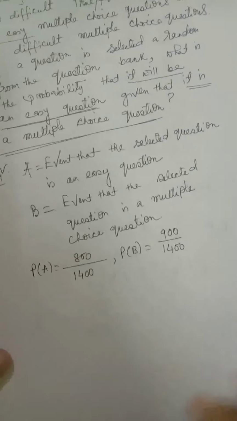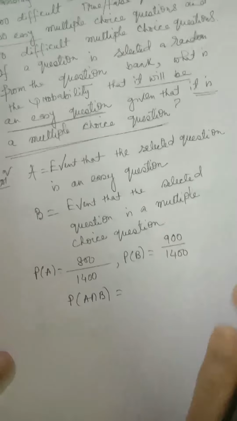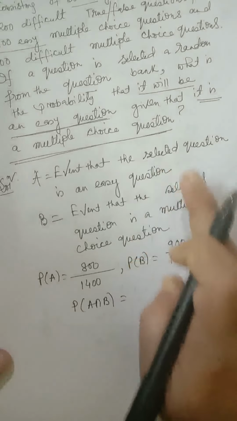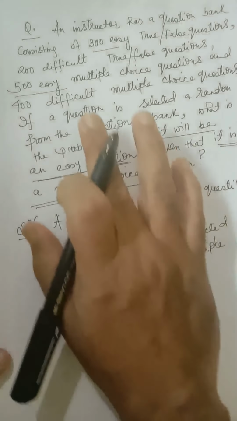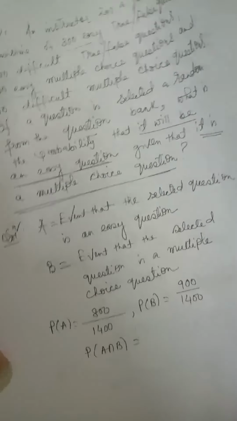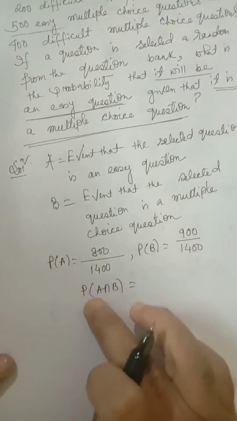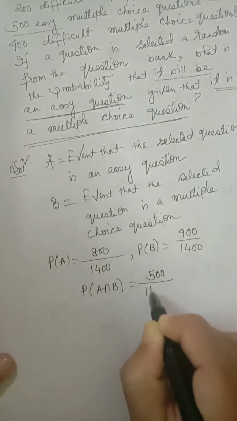Next we have to find P(A intersection B). A intersection B means both A and B, that is easy as well as multiple choice. So you have to check how many easy multiple choice questions are there. You can see 500. So A intersection B means it is easy and it is a multiple choice question. So there are 500 easy multiple choice questions.